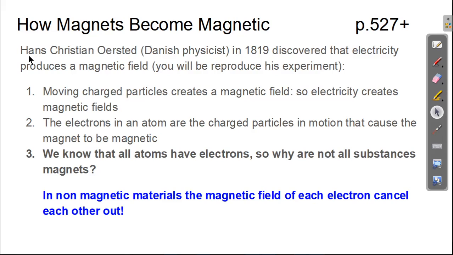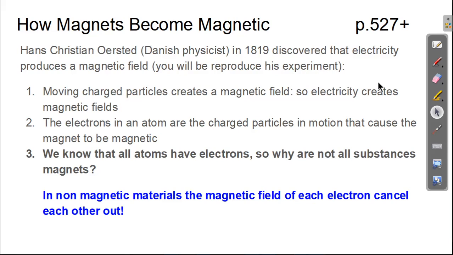How magnets become magnetic. You are going to learn about this scientist, Hans Christian Ørsted. I don't know how to pronounce his last name. He was Danish. But in 1819, he discovered that electricity produced a magnetic field. And you are going to be recreating his experiment. You're going to be doing the experiment yourself.